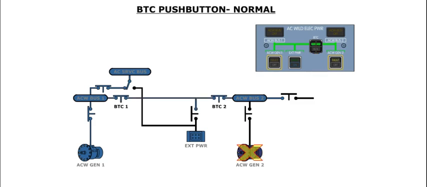With normal selected, the two bus tie contactors will close when only one AC wild generator is operating, or if AC external power is being used. The closing of the bus tie contactors is indicated by a flip bar in the BTC push button. Pressing the BTC push button to the in position selects the isolation mode. In this mode, both bus tie contactors open and will remain open even if one AC wild generator fails or if AC external power is used.